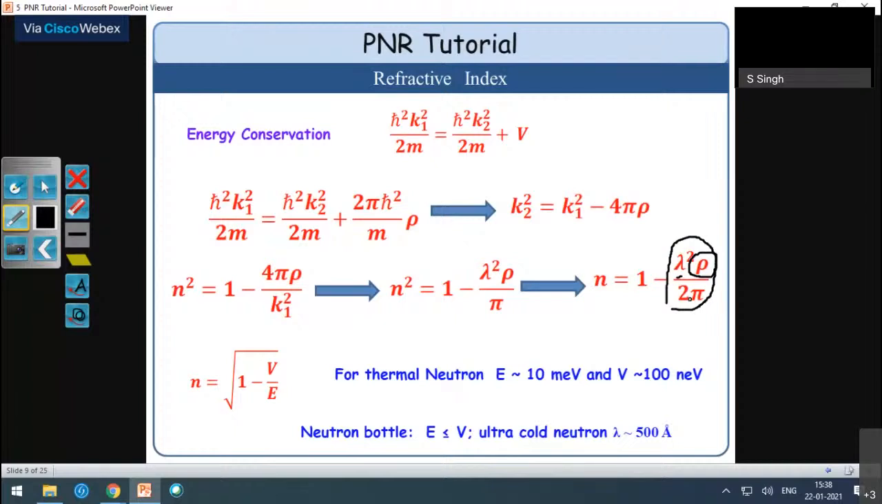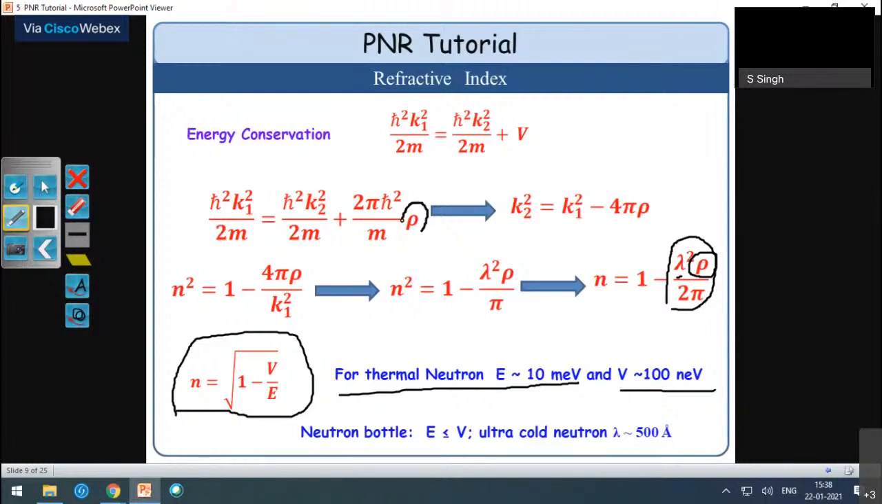If you transfer this into E and V, you will get the relation n equal to under root of 1 minus V by E. We know for a thermal neutron the energy is around 10 millielectron volt, because just now we calculated for 2.5 angstrom it was 13 millielectron volt. And then we have a potential of 100 nanoelectron volt. You can see this term V by E. The maximum potential is for the element which has the higher value of rho, other things being constant. Nickel is one of the elements in the periodic table which has the highest value of rho, and if you calculate the potential for nickel, it comes to around 250 nanoelectron volt.